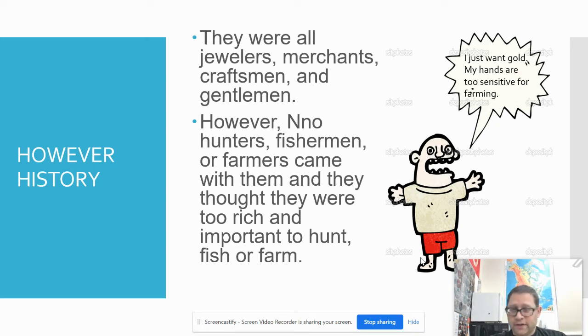However, no, that's misspelled, no. No hunters, fishermen, or farmers came with them, and they thought they were too rich and too important to bother with things like hunting and fishing and farming or anything that got their hands a little bit dirty. They didn't want that. So I didn't make it bold, but you should absolutely know this, that they were jewelers, merchants, craftsmen, and gentlemen, rich people. They were not hunters, they were not farmers, they were not fishermen, they were not survivalists, they were not people that you would want to have live with you in a zombie apocalypse to rebuild society, probably.